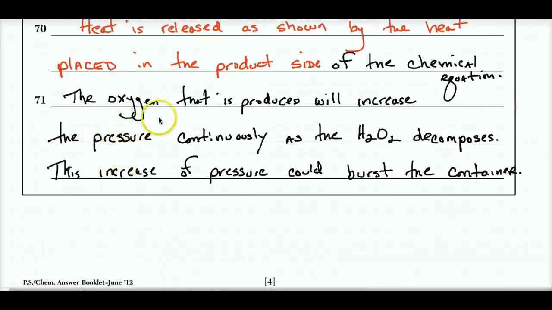I said the oxygen that is produced will increase the pressure continuously as the H2O2 decomposes. This increase of pressure could burst the container. You could say so many different other things, and that's correct, it's on point. Acceptable responses include, but are not limited to, many different ways. When we grade these, we take anything that is correct, so you don't have to say this exactly. But along the lines, as you're producing a gas, the pressure is increasing. If we don't have a pressure releasing cap, the bottle could be perforated, those kinds of things.